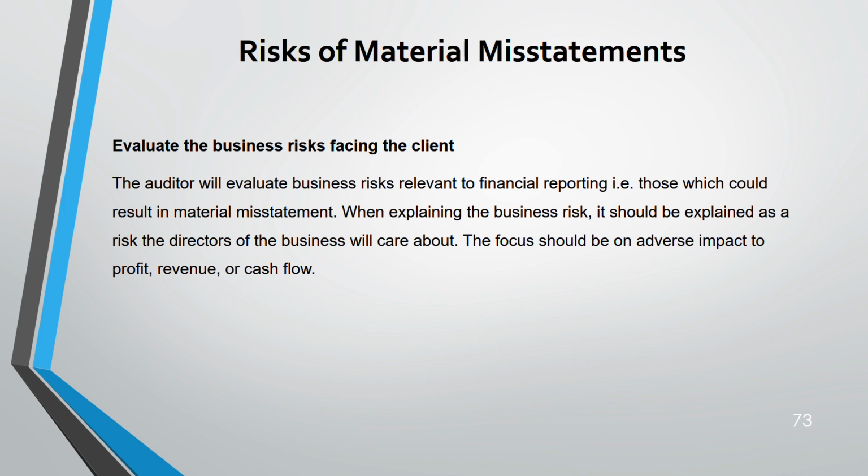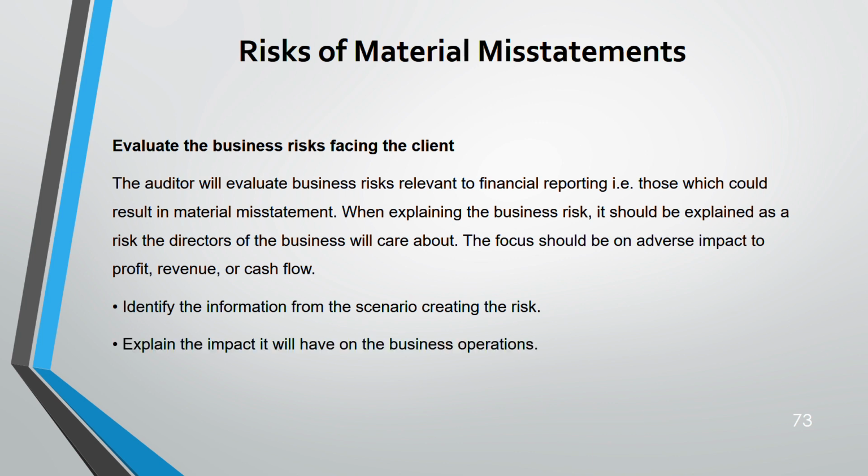So when you're explaining business risk, what should you explain? It is a risk to the directors and they should care about it. So basically, the focus should be the adverse impact on either the profit, the cash flow, or the revenue. Here also, first identify the information from the scenario that creates this risk. Second, explain the impact on the business operation. Third, explain the financial impact. Financial impact means understatement, overstatement.